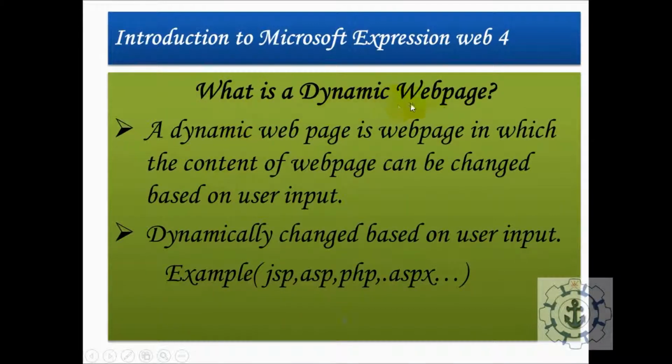And next, what is a dynamic web page? A dynamic web page is a web page in which the content can be changed based on the user interaction. Any web page that changes its contents based on user interaction, we can call a dynamic web page. For example, you can use ASP, ASPX, JSP or PHP as dynamic web page technologies.